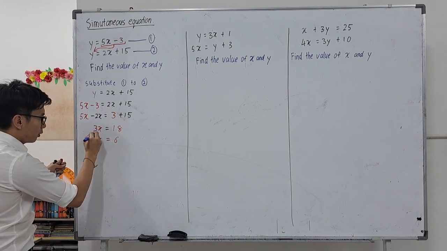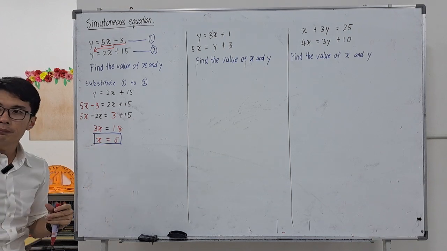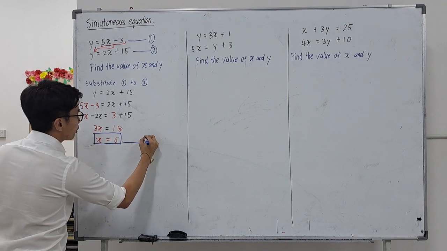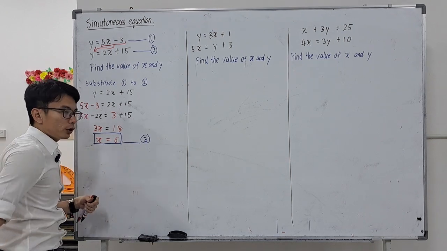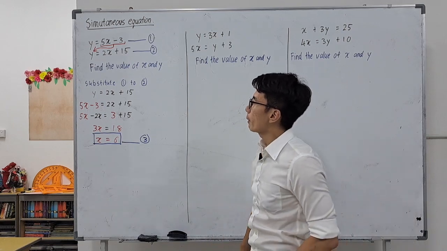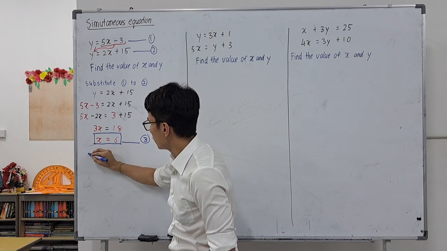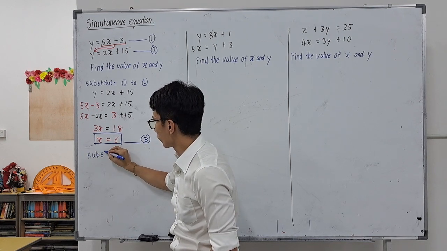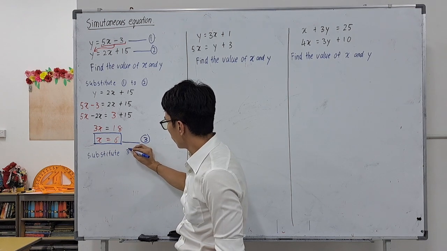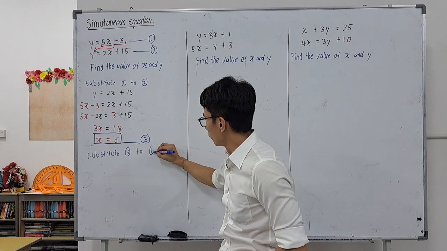So I have found my x value over here. Right now, I will call this equation number 3. Since I already found x, I'm going to find y now. Okay? So what am I going to do here? I'm going to substitute again. I'm going to substitute equation 3, which is this guy over here, into equation 1.